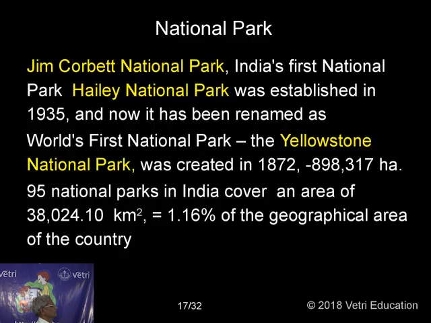What are national parks? Jim Corbett National Park is India's first national park. Haley National Park was established in 1935 and now it has been renamed. The world's first national park, the Yellowstone National Park, was created in 1872 in about 8,98,317 hectares. 95 national parks are there in India.